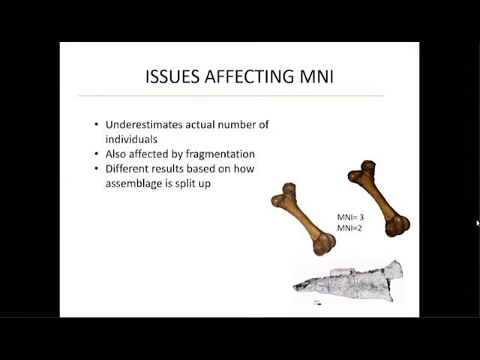For instance, the 3 bones that I showed you, the MNI could be 3 or 2. 3 in the sense that these are 2 left femurs, so ideally they represent 2 individuals, and then you have a mandible there. So if you decide that each of these 3 elements belongs to 3 different individuals, then your MNI would be 3. However, some people would allocate the mandible to the femur if they're the same species and same size, and as such, your MNI would be 2.